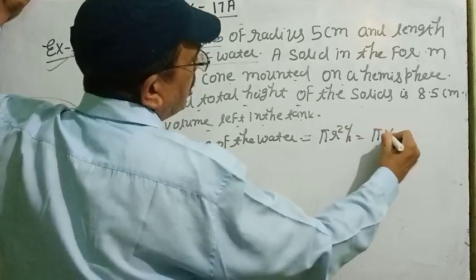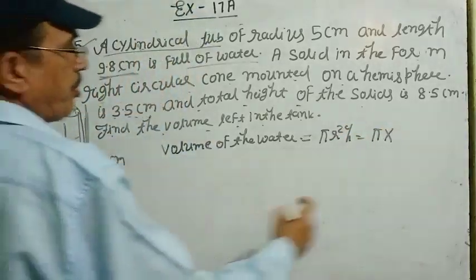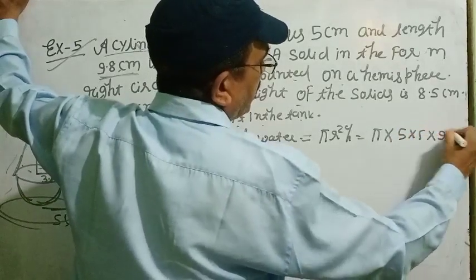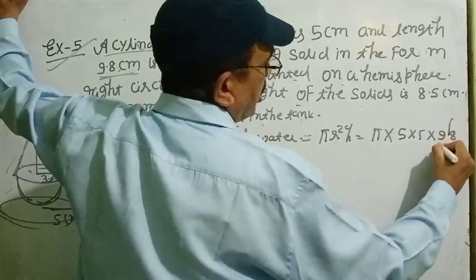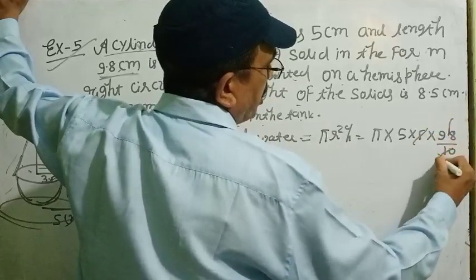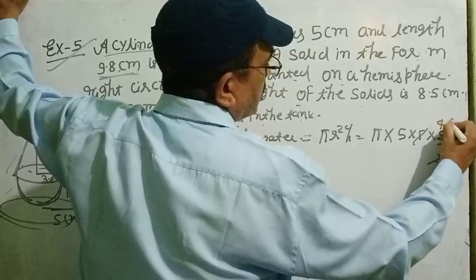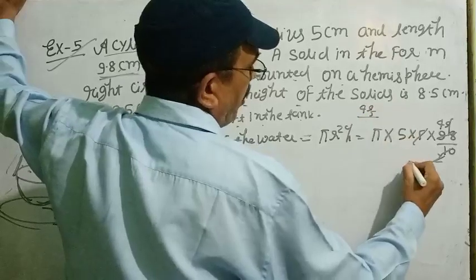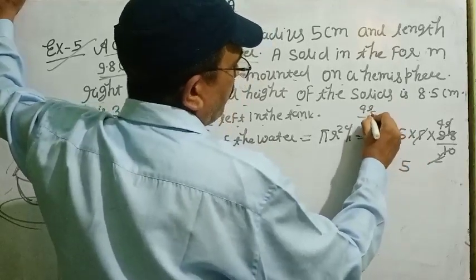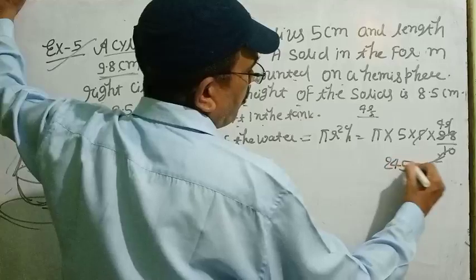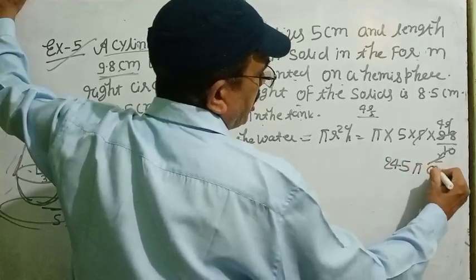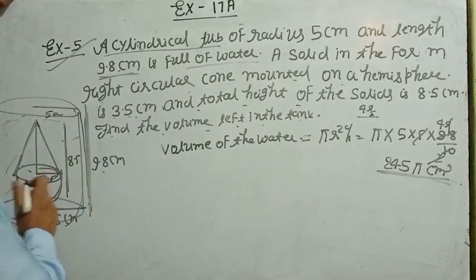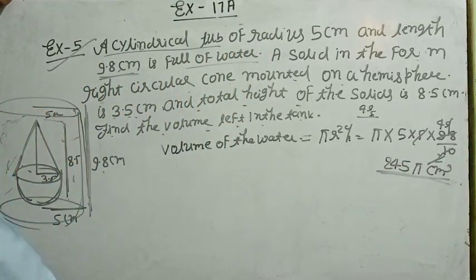Here r is 5, so 5 into 5, and the height is 9.8. Cancelling, we get 245 pi centimeter cube. This is the volume of the whole cylinder, which contains the water, the total volume of the cylinder.